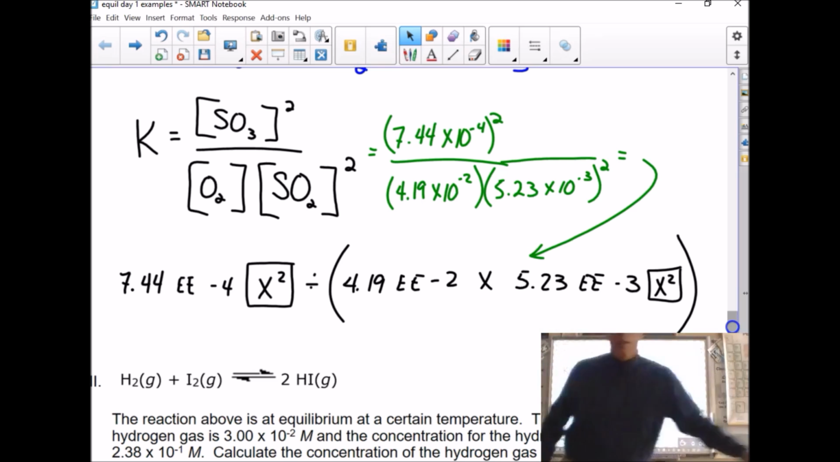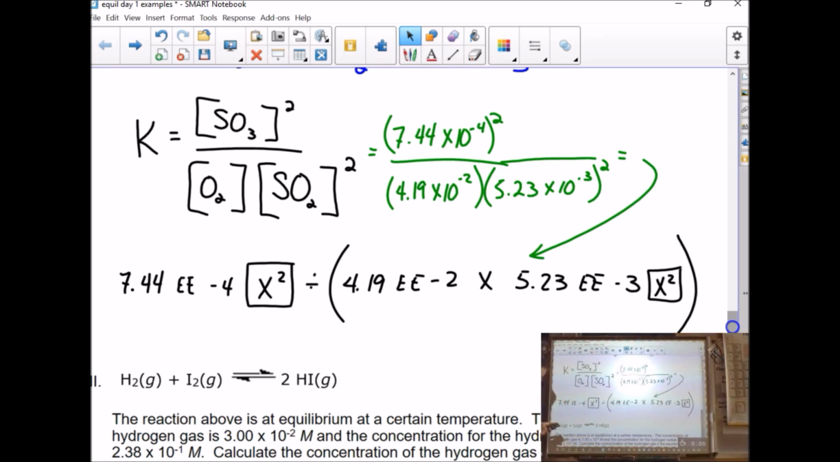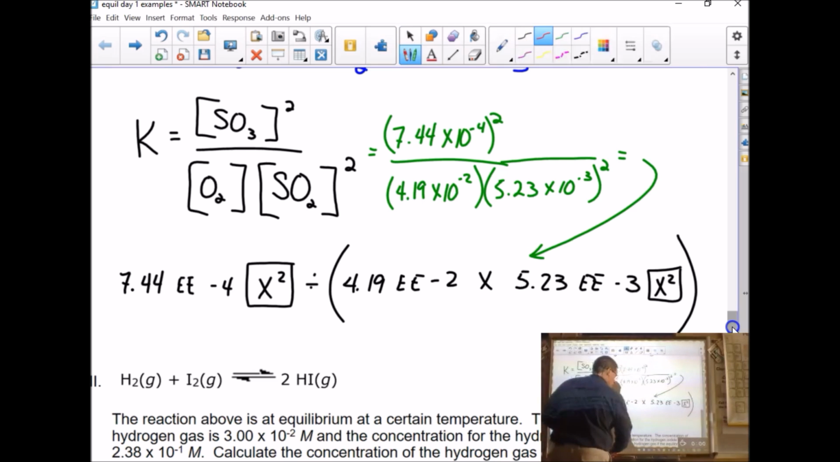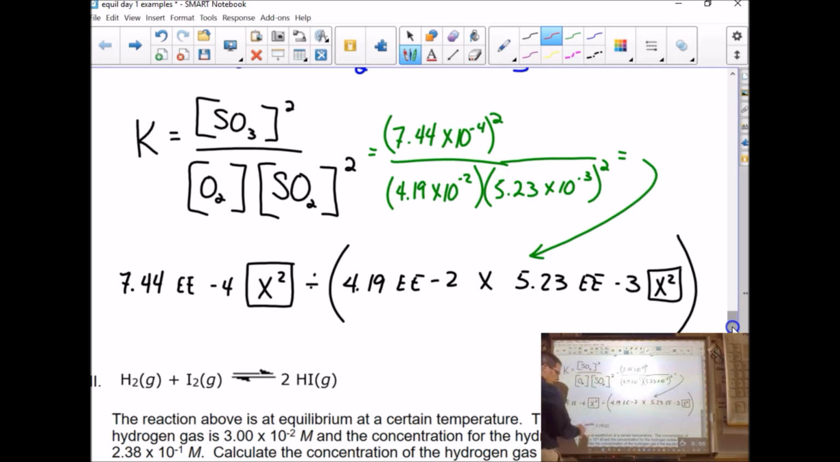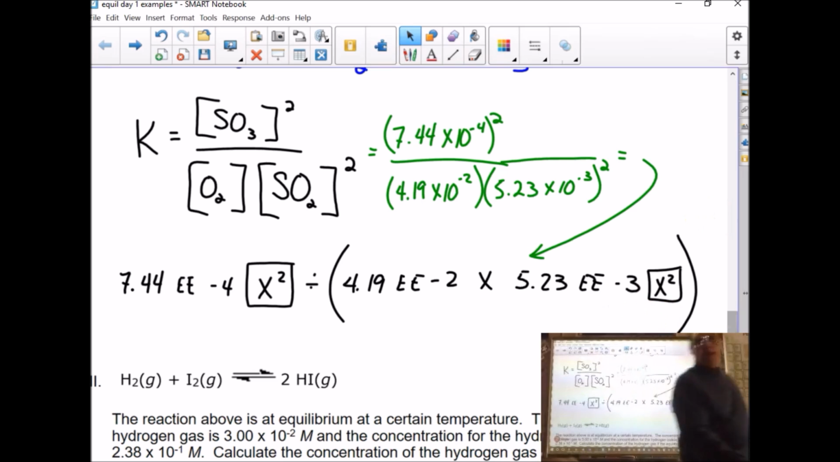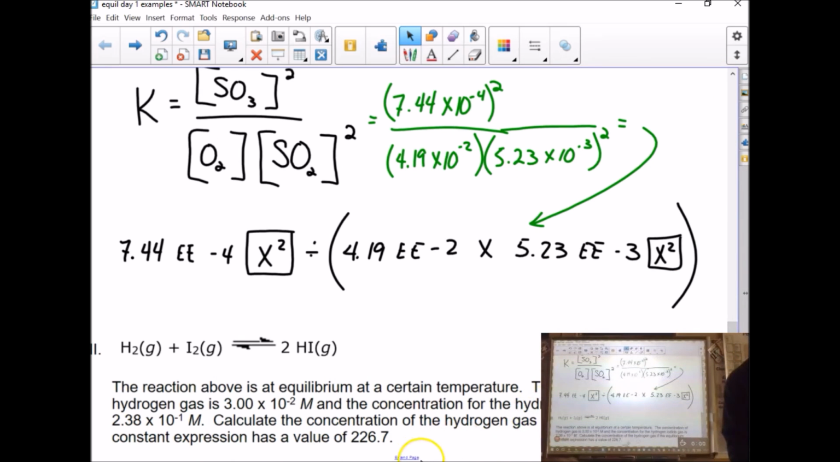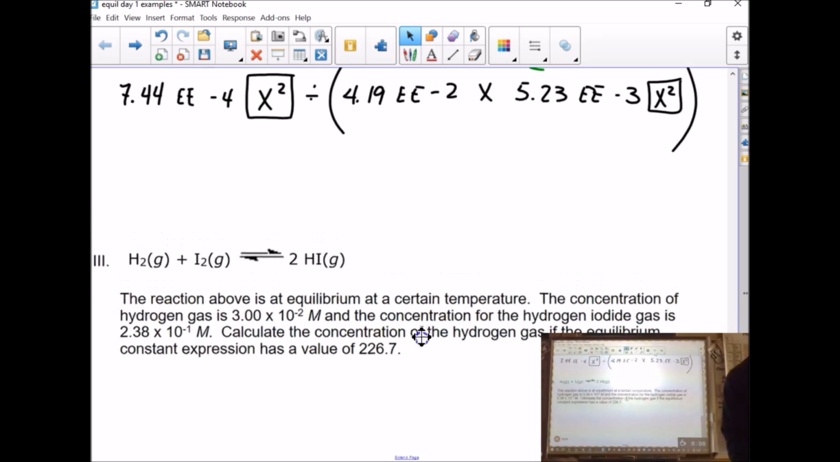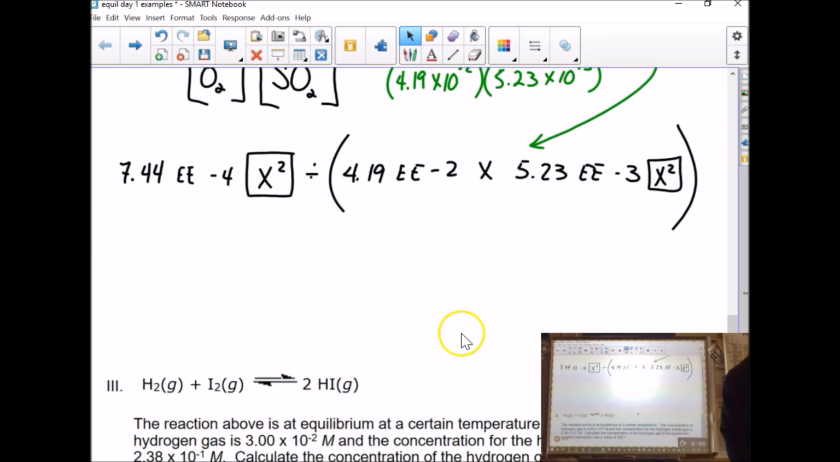Wait for it. I don't remember the number. Anybody get a number? 0.483? That one does sound familiar. Did you? Anybody else get 0.483? Yeah, I got 4.83 times 10 to the negative 1.